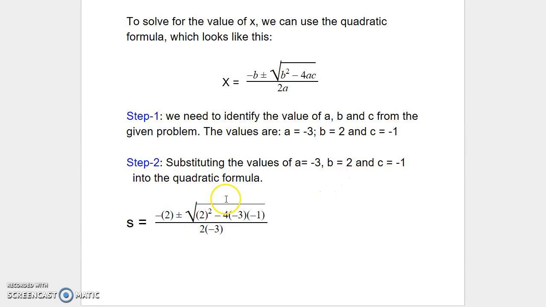Plus or minus the square root of b squared. The value of b is 2, raised to the power of 2, minus 4ac. The value of a is negative 3. The value of c is negative 1. The whole thing divided by 2a, which is 2 times the value of a, negative 3. We have successfully substituted the values of a, b, and c into the quadratic formula.